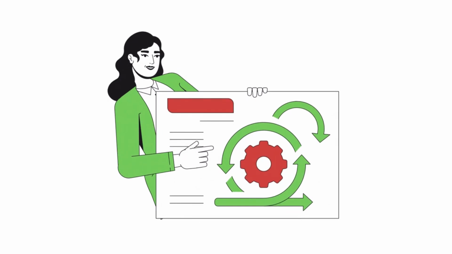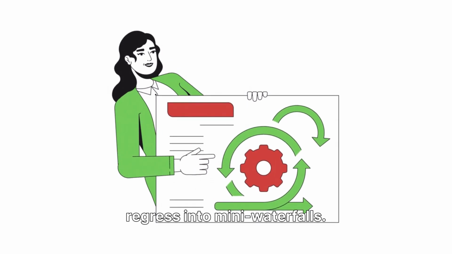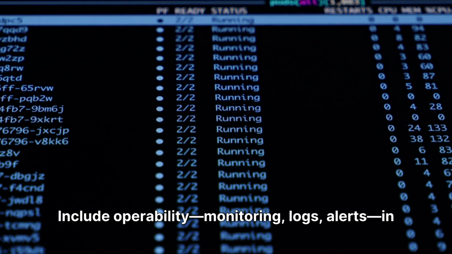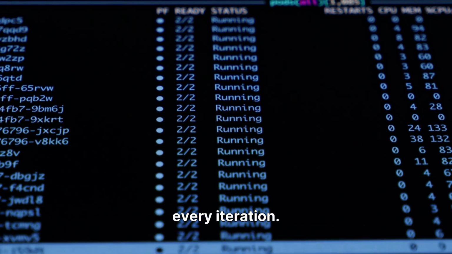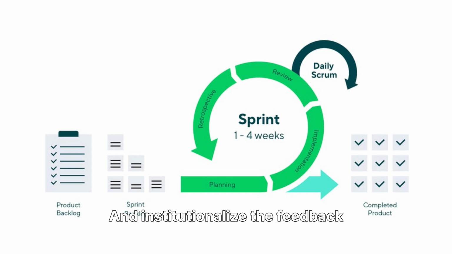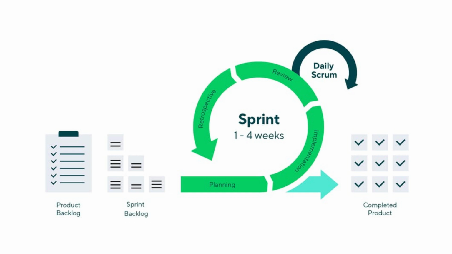Pitfalls to avoid. Don't let long cycles regress into mini waterfalls. Include operability, monitoring, logs, alerts in every iteration. And institutionalize the feedback loop with fixed demos, retros, and backlog reshuffles. That ritual is what makes iteration real.